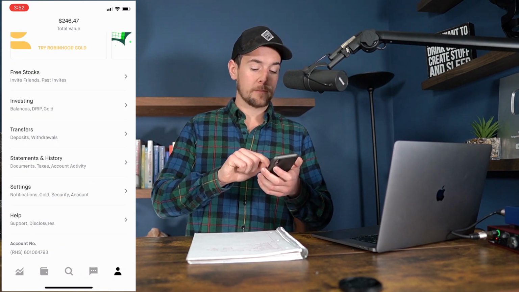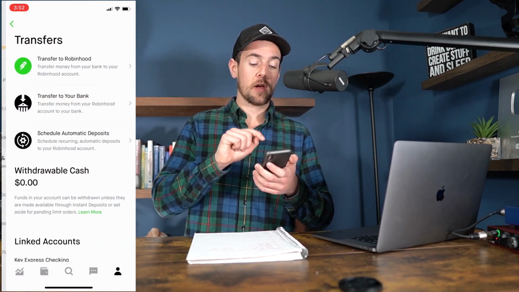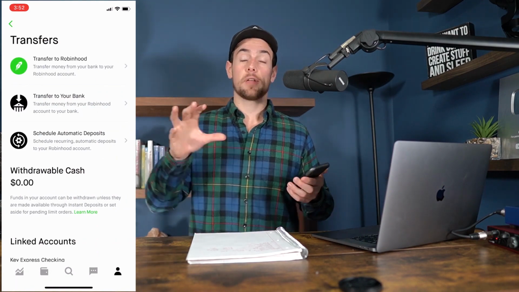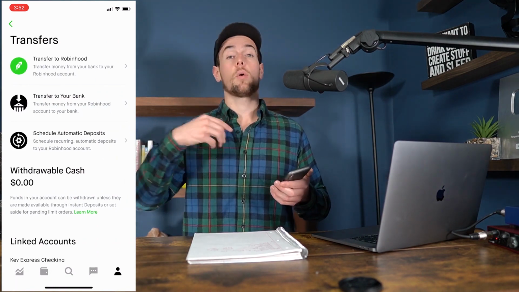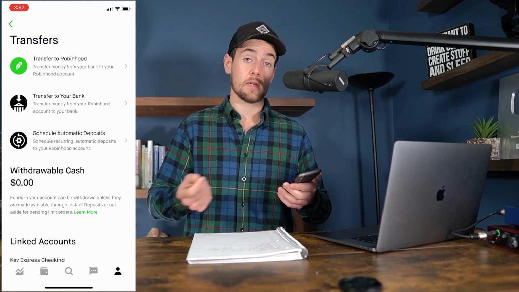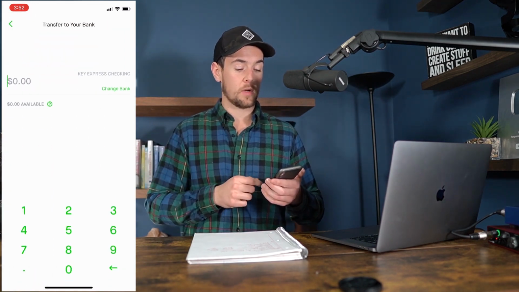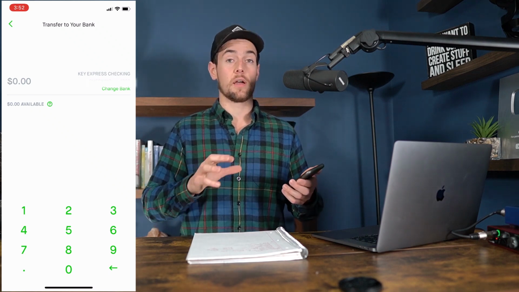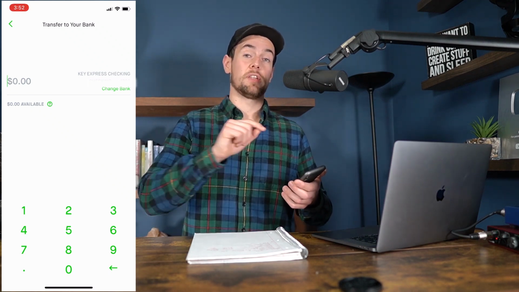You're going to click on the same menu there, which is transfers, but this time you're going to transfer to your bank, which means you're taking money out of that Robinhood account and putting it back into the linked bank account. So let me go ahead and do that quick here. And I actually don't have any money available to do this because none of my deposits have actually settled.